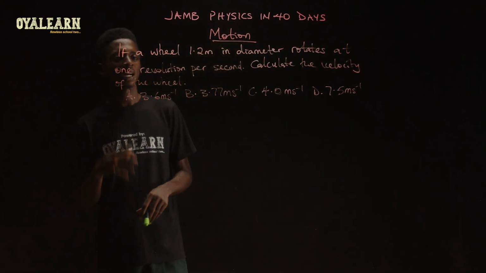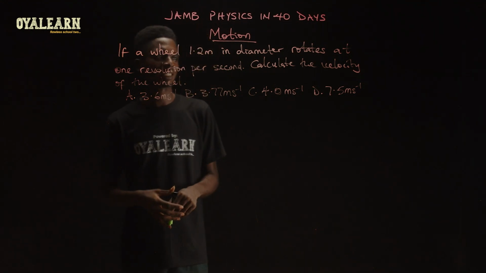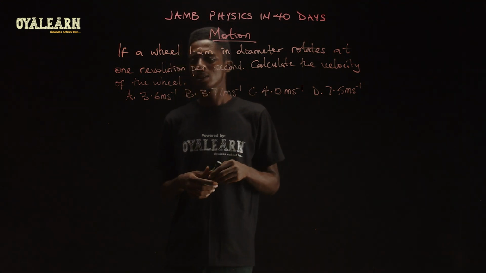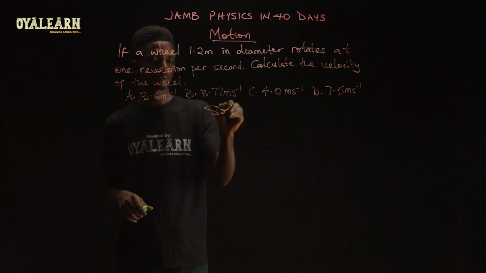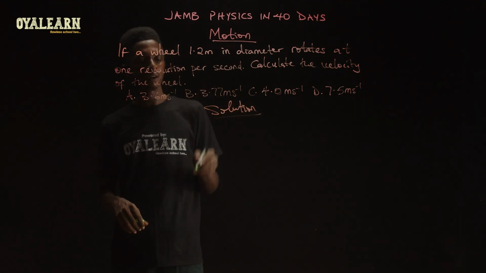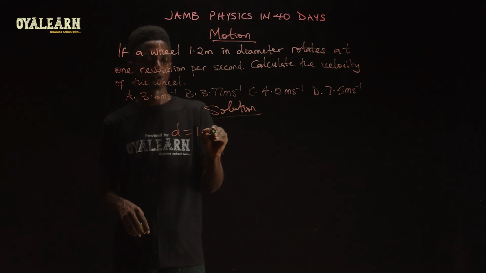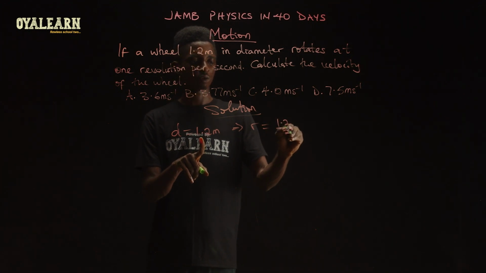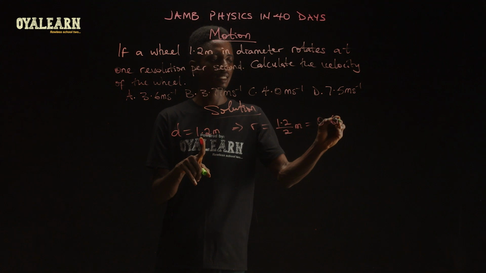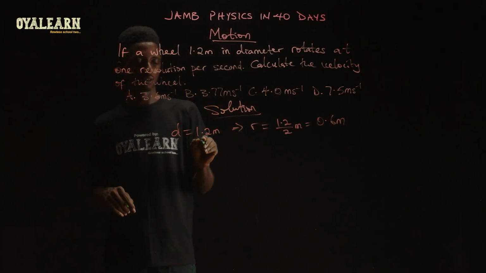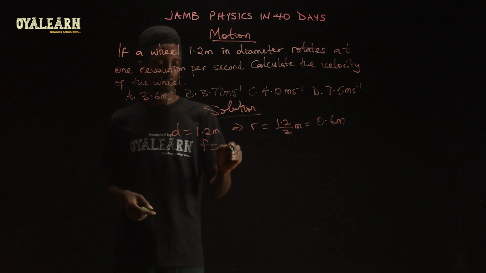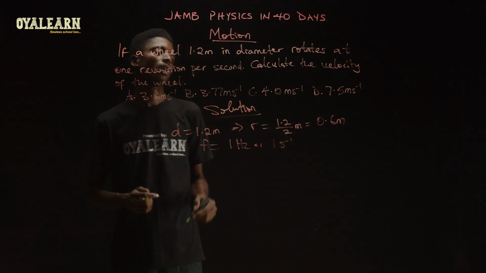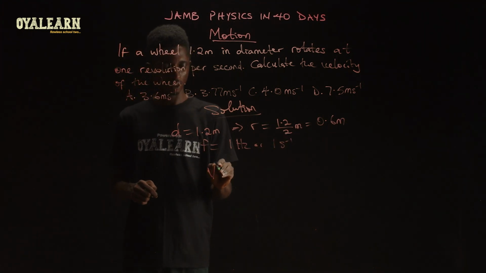In this question, we're told that if a wheel 1.2 meters in diameter rotates at 1 revolution per second, calculate the velocity of the wheel. Solution. Now, the information we have here is that the diameter is 1.2 meters, which implies that radius becomes half of this. That's 1.2 divided by 2 in meters, and that will give us 0.6 meters. And then we are also given frequency, 1 revolution per second, so that is 1 hertz, or you just say 1 per second.